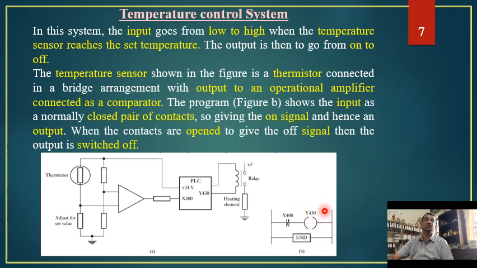So Y430 is available. Then the temperature, let us say, keeps on increasing, and the thermistor keeps on sensing the temperature. Once the set temperature is reached, the resistance matches in the Wheatstone bridge, and that sends a signal to X400 through an operational amplifier, that is this one, the op-amp. That signal reaches over here.